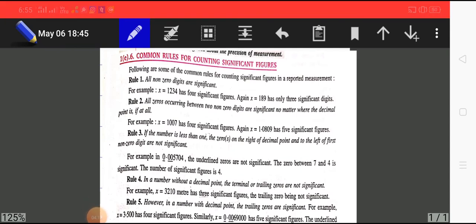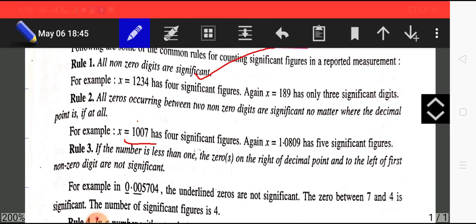Next are the common rules for counting significant figures. I would like to guide you all students that you must go through all the rules carefully which are provided in your textbook. I will give you a fast reading of these rules. In any given figure, all non-zero digits are significant. Second, all zeros occurring between two non-zero digits are significant no matter where the decimal point is. For example, 1007 has four significant figures. The zeros in between are also significant.